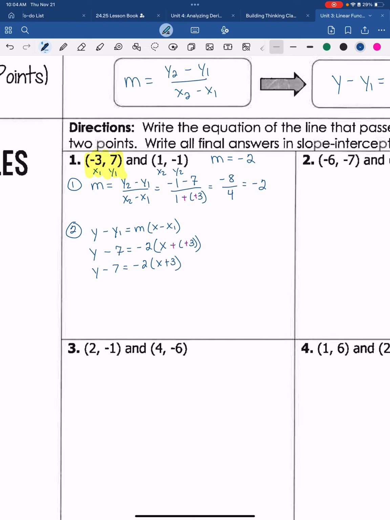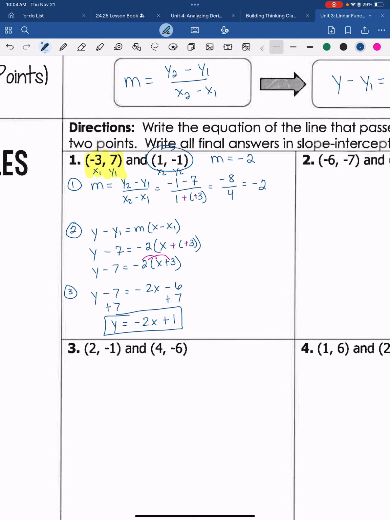Now the directions say to leave your final answers in slope-intercept form. So our last step is to do exactly what we did last class and rearrange things so that we get to slope-intercept form. I'm going to go ahead and distribute my negative 2. So I have y subtract 7 equals negative 2x subtract 6. I'm going to add 7 to both sides, and I get y equals negative 2x plus 1, which is my final answer. If I had chosen to use this point instead, I would actually get the exact same answer. So it doesn't matter which one you use.